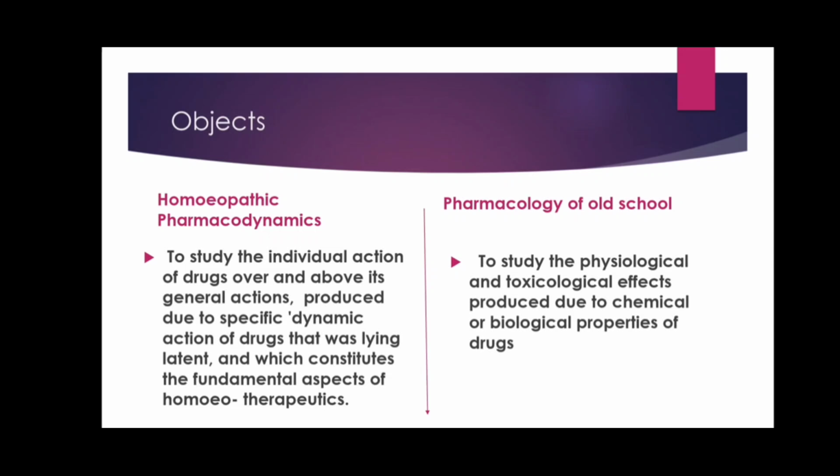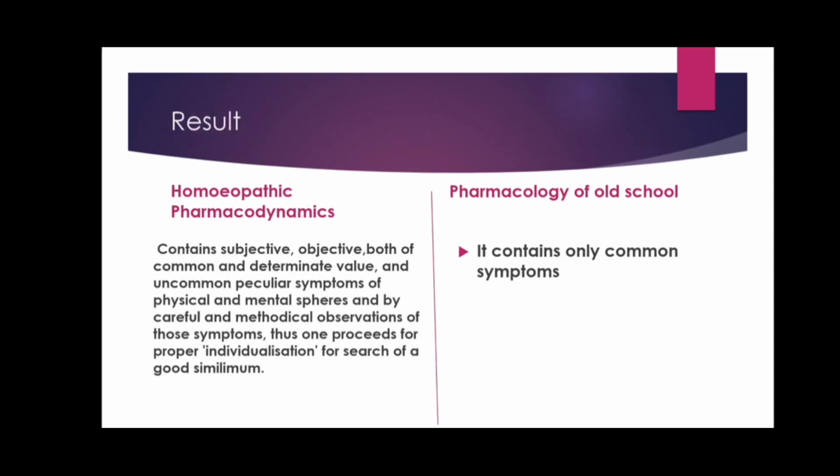Whereas results. In homeopathic pharmacodynamics, it contains subjective and objective symptoms, both of common and determinate value and uncommon peculiar symptoms of physical and mental spheres, and by careful and methodological observation of those symptoms, one proceeds for proper individualization for such a good simillimum, whereas in pharmacology of the old school, it contains only common symptoms.